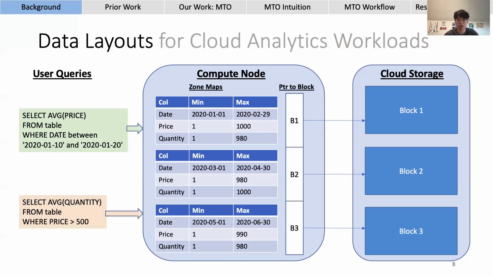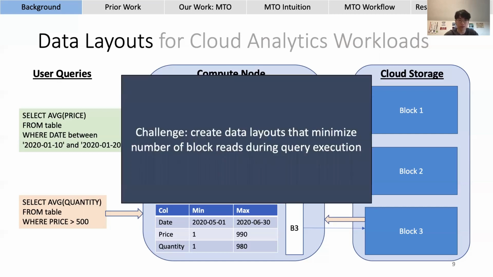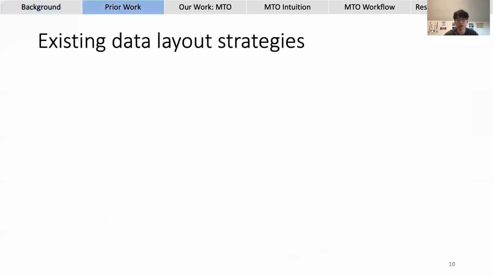On the other hand, if the user runs a second query with a filter over the price column, as I've shown here in orange, the zone maps are unable to help us skip any blocks because all three blocks contain data that's relevant to the query. So the key insight from this example is that the effectiveness of the zone maps and the degree to which we can skip blocks really depends on how we cluster rows into blocks. So in other words, query performance really depends on the data layout. So the key challenge here is how do we create data layouts that minimize the number of blocks that we have to read during query execution?